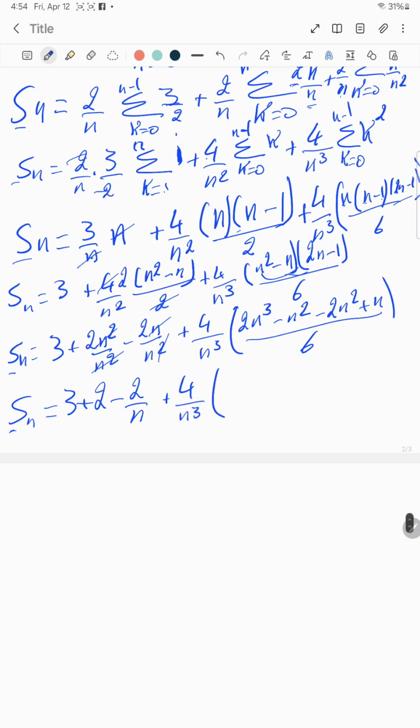Here I have 2n3 divided by 6. It becomes n3 divided by 3 because I simplified. This is minus n2 minus 2n2, minus 3n2 divided by 6, and plus n divided by 6.